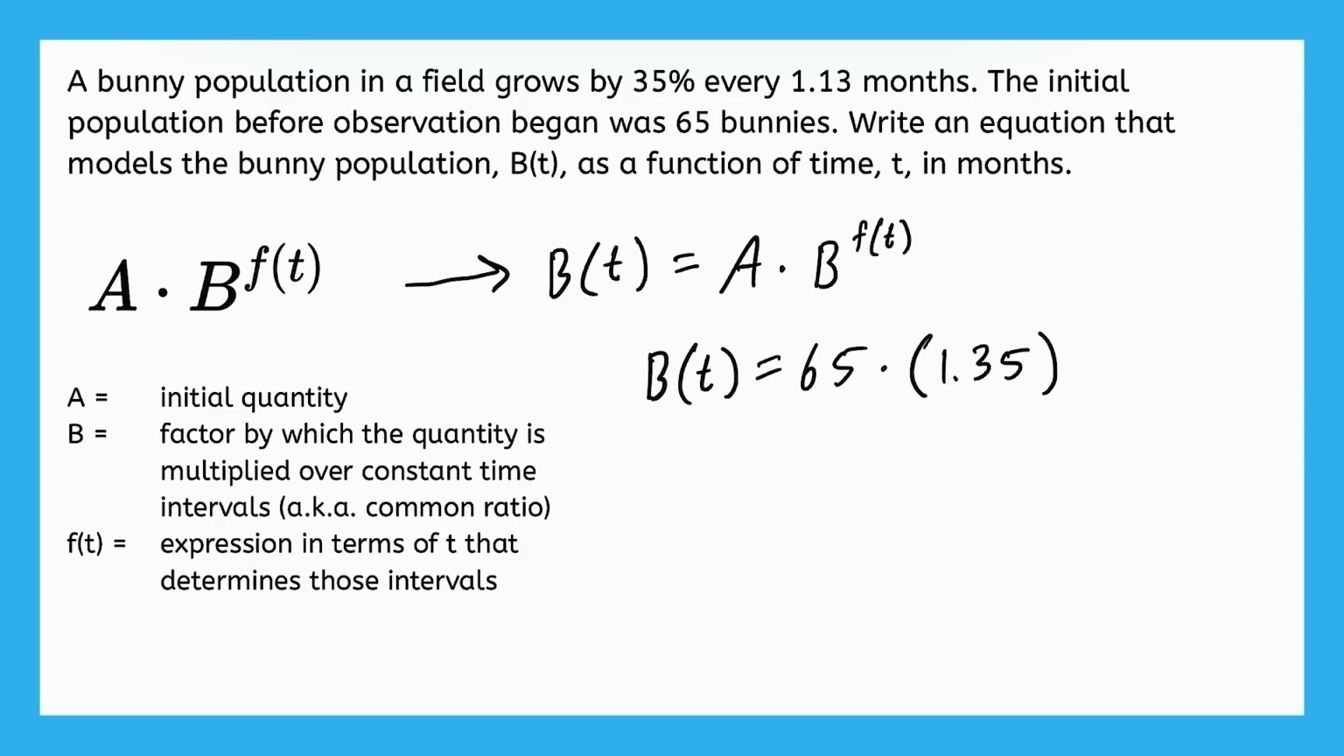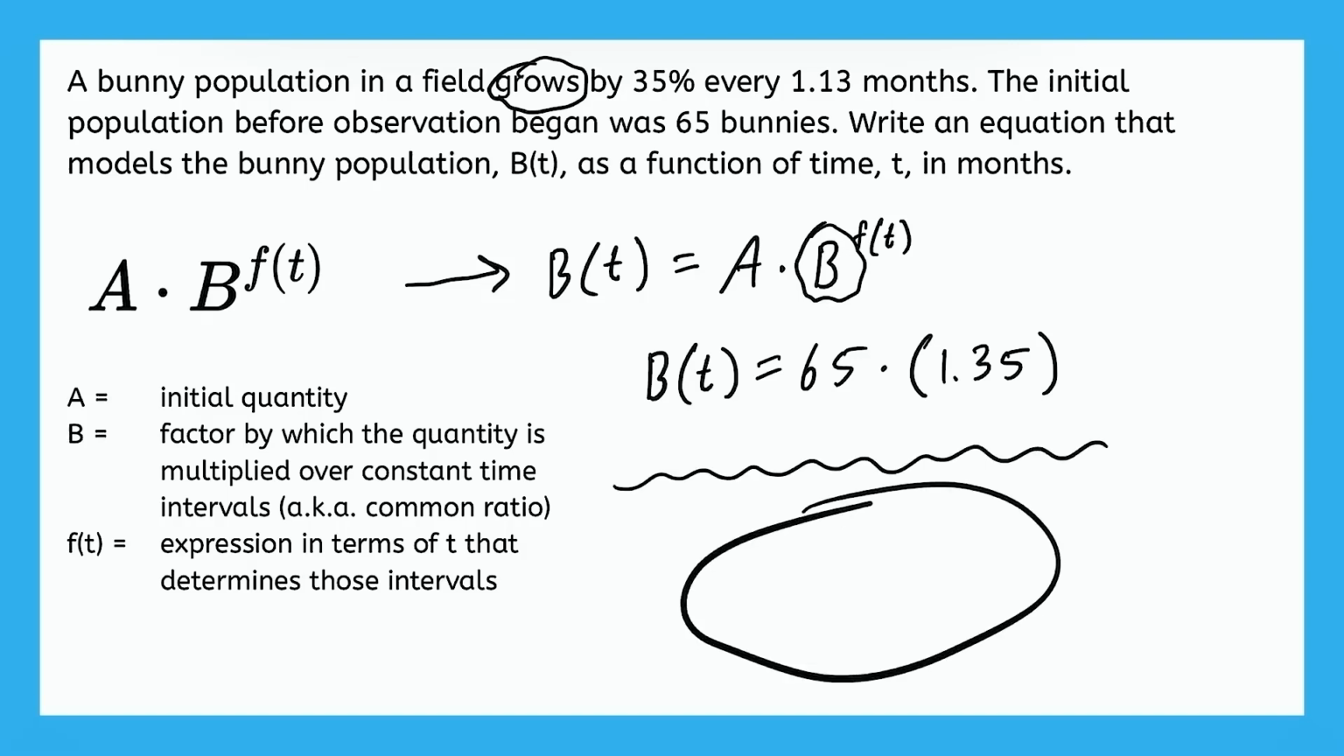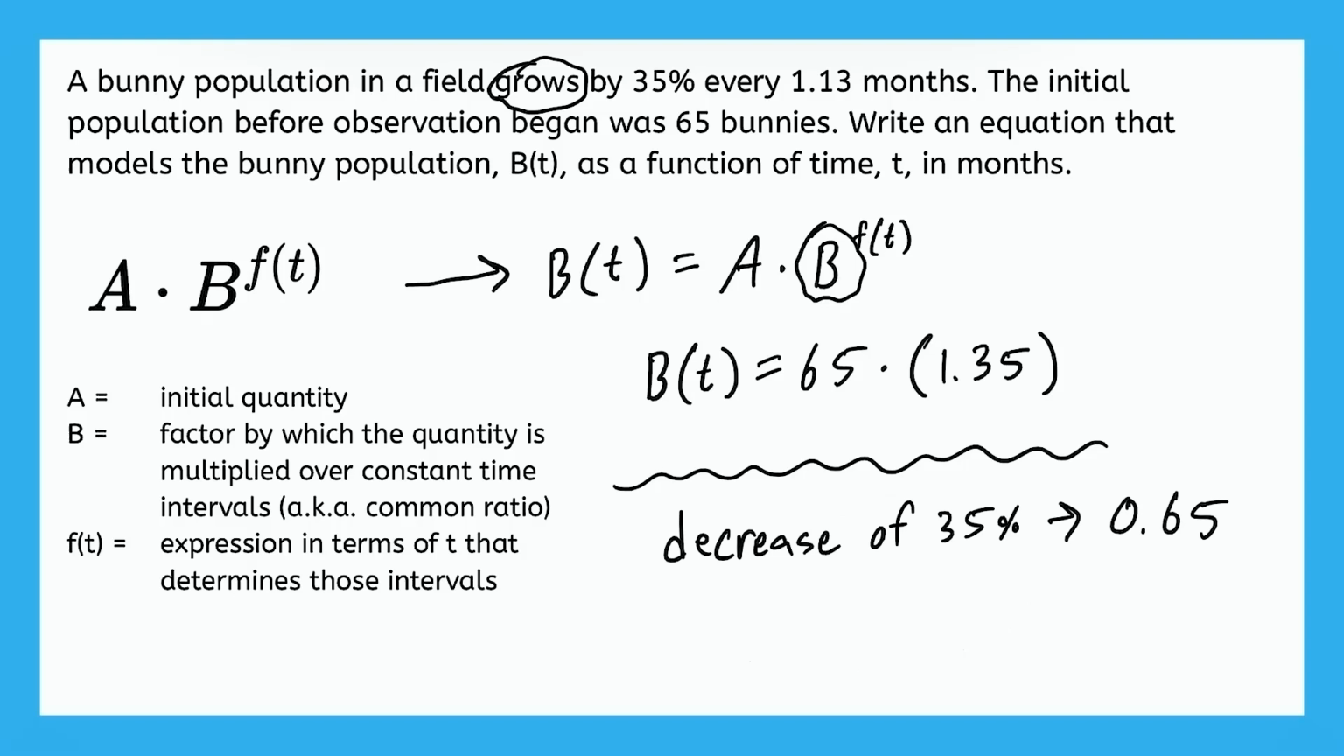Now, before we continue, just for good measure, let's talk about what would be the value of B if instead of a growth, we had a decrease by 35%. We'll just write it right down here, and then we'll erase it in a minute. So if we had a decrease of 35%, that would be a decrease by a factor of 0.65. Why 0.65? It's because 1 minus 0.35 gives us 0.65. But in this problem, it's a growth, so our B is positive 1.35.